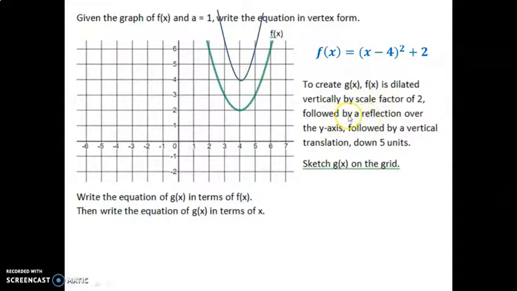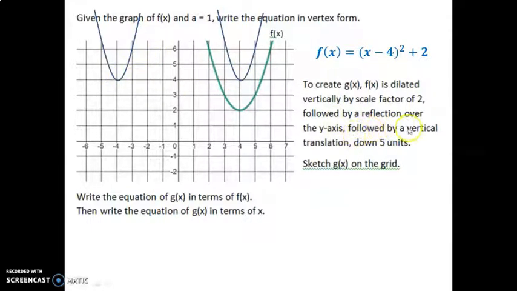Next, this is followed by a reflection over the y-axis. So here's the y-axis. This parabola will reflect over the y-axis. So it'll end up being over here. The vertex was at 4, 2, now it is at negative 4. Sorry, at 4, 4, now it is at negative 4, 4.